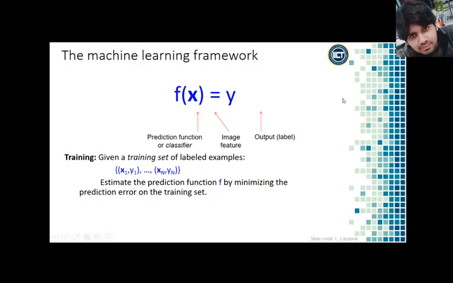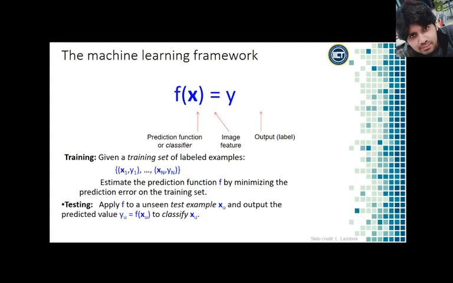So basically I think this arrow has been misplaced, so the output label is actually Y, the prediction function or classifier is F, and the image feature is X. So given a training set of labeled examples, which is a pair of image and label, where X is the image or the feature and Y is the label, we want to estimate the prediction function F by minimizing the prediction error on the training set.